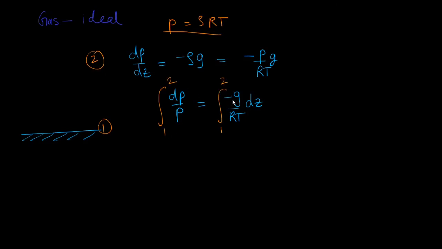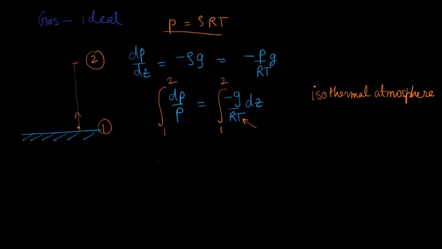Now we have already discussed that G is a constant. Moreover, R is also a constant. But what about T? Surely T is not a constant. We know that T actually reduces as we go towards higher altitudes. However, let us assume that it's an isothermal atmosphere. In this case, we can perform the integration rather easily.